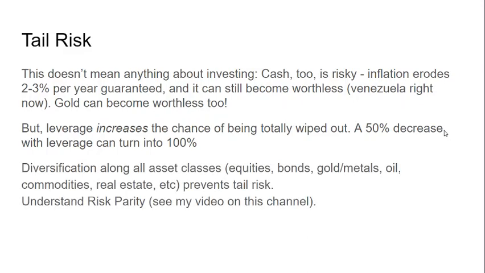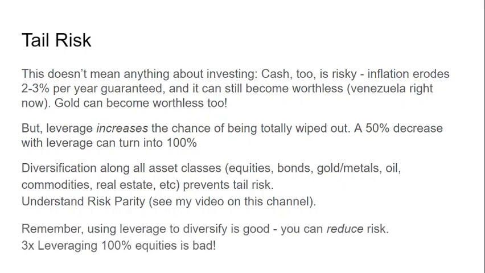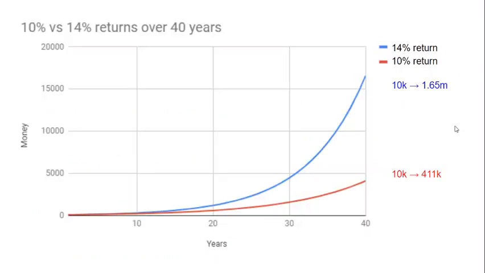To get around this, you've got to diversify along all asset classes. Okay, and the more asset classes, really, the better. And again, you can leverage these to suit your targeted returns. See my video on risk parity to understand that. The point is that using leverage to diversify is good because you can reduce risk. But going in highly leveraged on a portfolio of 100% equities is really bad, right? But it's really tempting. You've got to look at this over the long term.